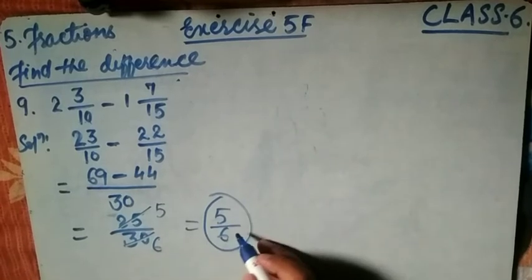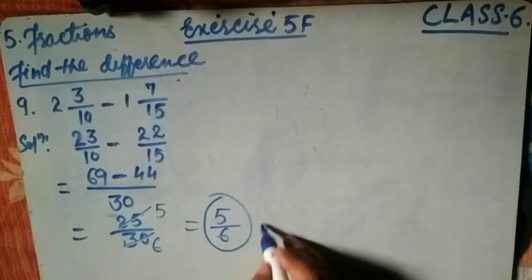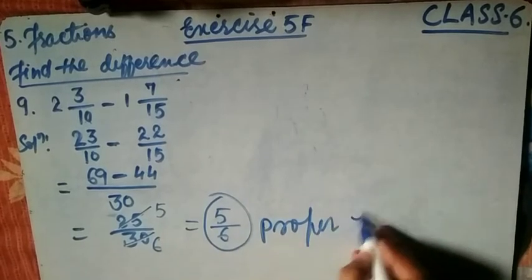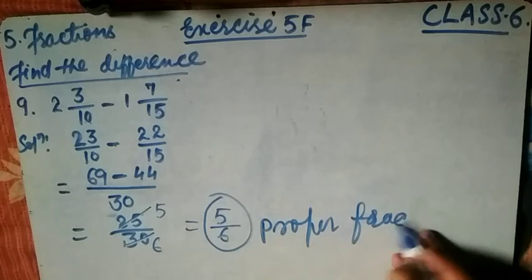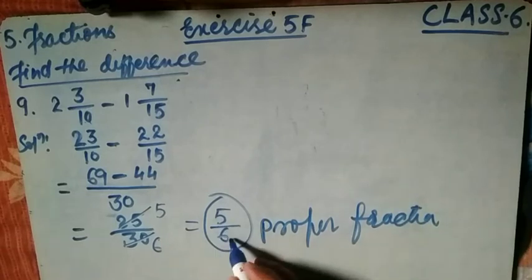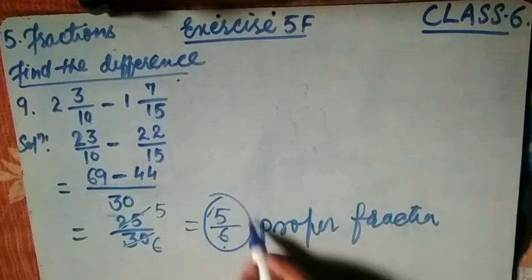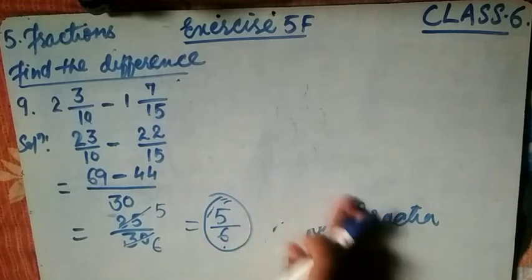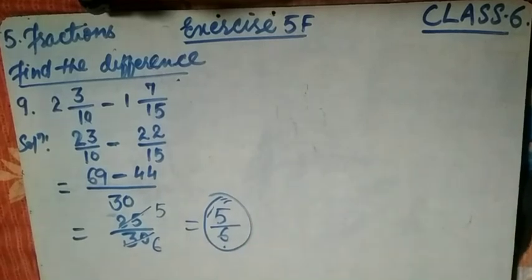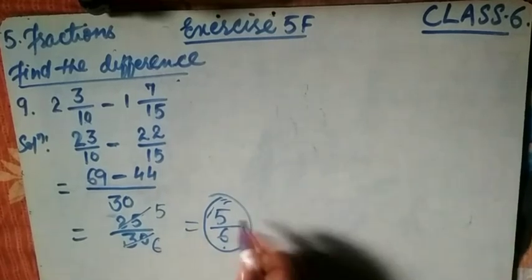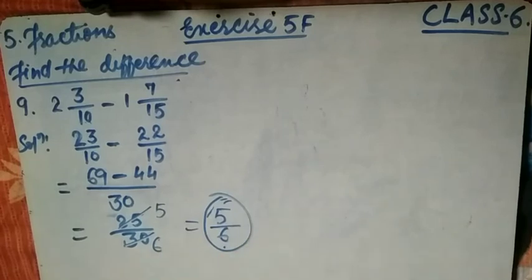So what type of fraction is it, friends? Yes, this is a proper fraction. Why proper? Because the denominator is greater than its numerator. Denominator means downwards is greater than upwards, and this fraction cannot be changed into a mixed fraction, remember. And the value of this fraction is 5 by 6. This is your answer. Now see the next question.